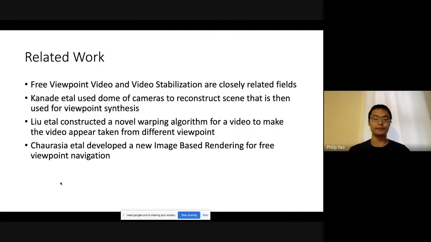expensive. Liu et al. constructed a novel warping algorithm for video to make the video appear that it was taken from a different viewpoint. His work fell into video stabilization, but also tackled our problem. Charasia et al. developed a new image-based rendering for free viewpoint navigation, also tackling the problem that we are trying to solve.